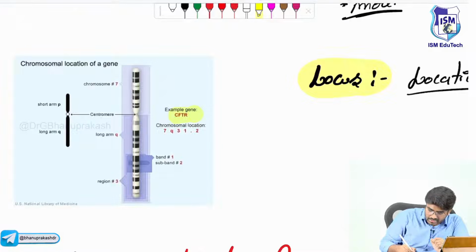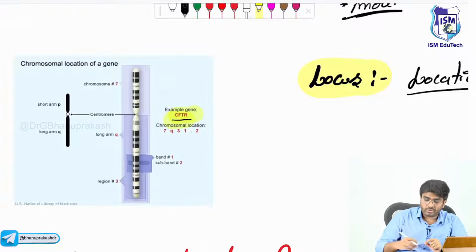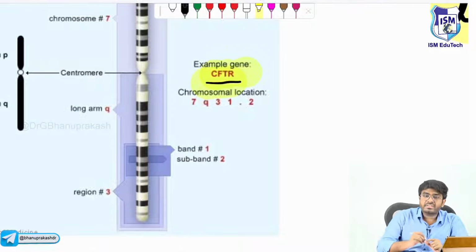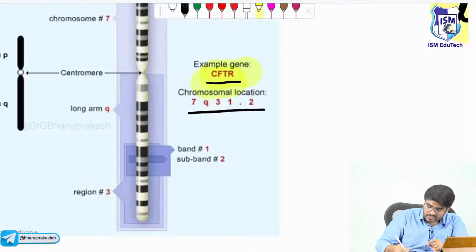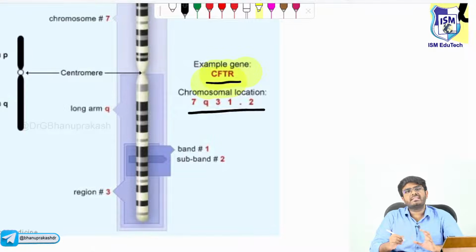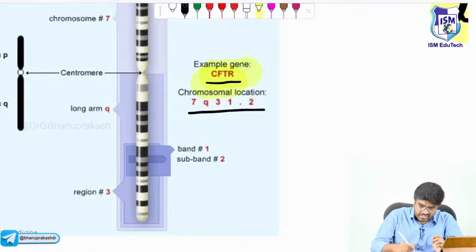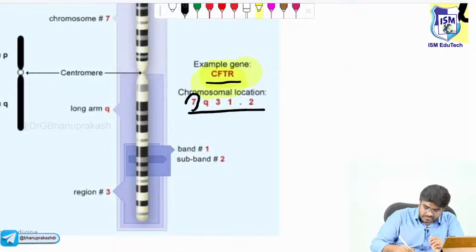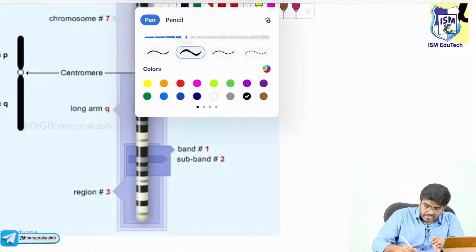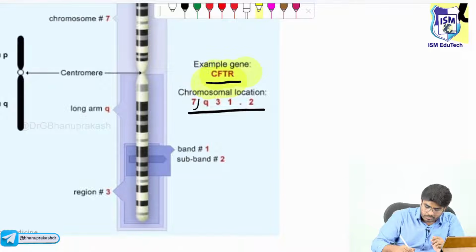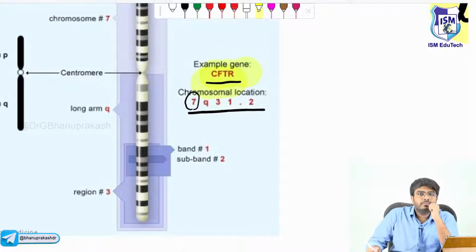Now look here, the gene is the CFTR gene. Where is the CFTR gene located? The location of the CFTR gene is 7q31.2. Sir, what exactly is this 7q31.2? First, this number 7, what is it denoting? Number 7 means the 7th chromosome. On chromosome number 7, the first number is the chromosome.